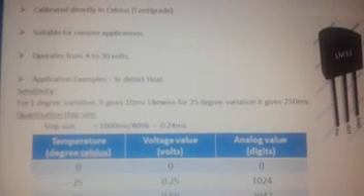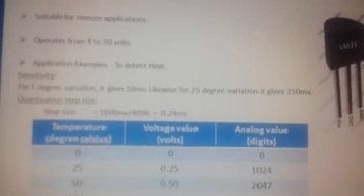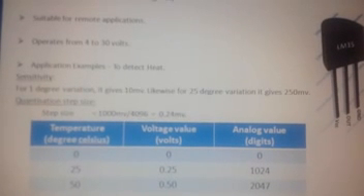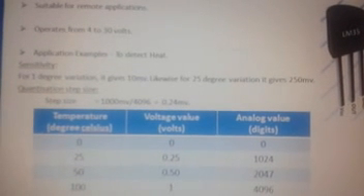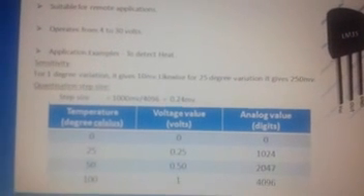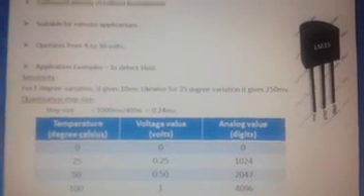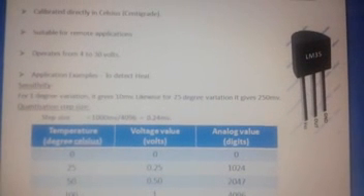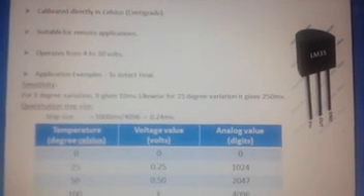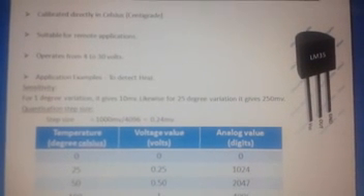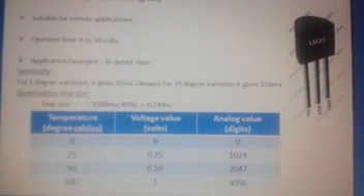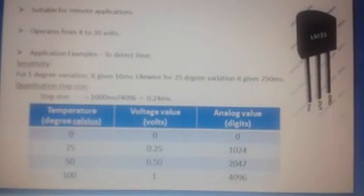Based upon the sensitivity, we wrote the code for the temperature sensor. For 1 degree variation, it provides an output of 10 millivolts. So based upon the sensitivity, we calculate the quantization step size. The quantization step size is equal to 1000 millivolts divided by 4096. The 1000 millivolts is the reference voltage of the ADC pin, and in the XMega microcontroller, the ADC pin is of 12-bit resolution. So 2 power 12 is equal to 4096. So 1000 millivolts divided by 4096 is equal to 0.24 millivolt.